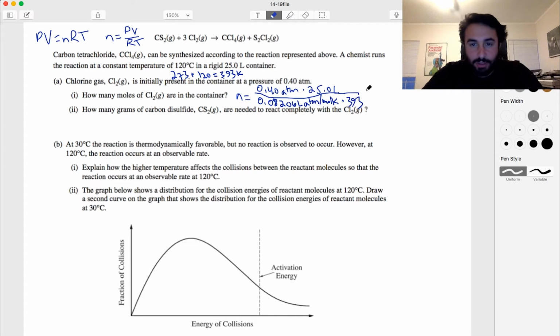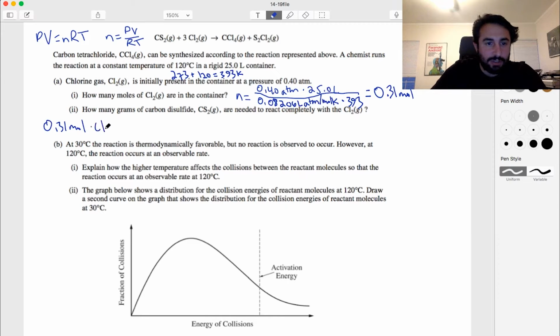So very straightforward, right? That's just a very simple ideal gas law calculation, and we're going to get 0.31 moles of Cl2. So that's that, 0.31 moles. How many grams of carbon disulfide are needed to react completely with the Cl2? So now we have a very straightforward stoichiometry question. So we know that 0.31 moles of Cl2 are reacting, right?